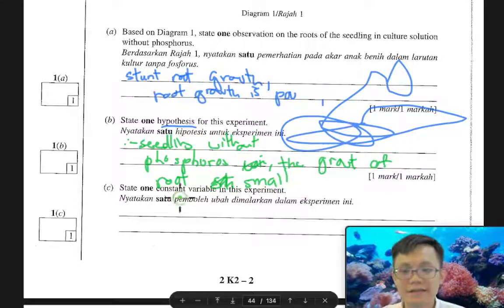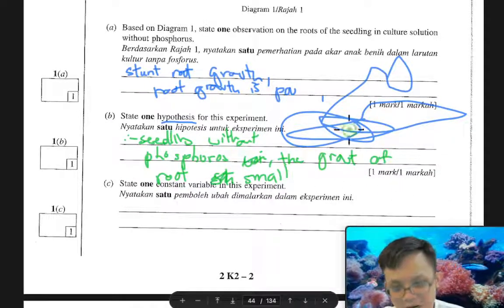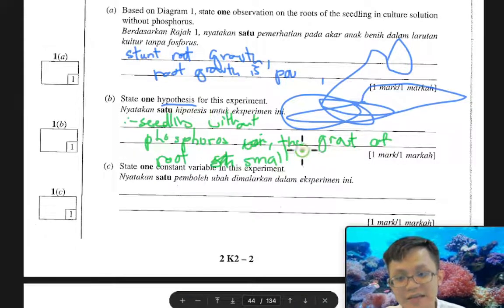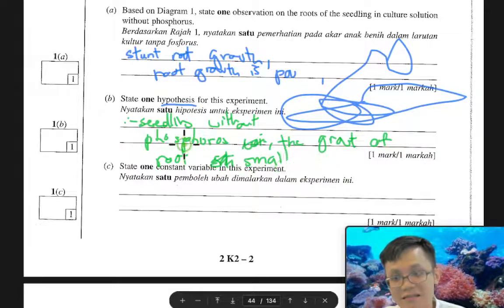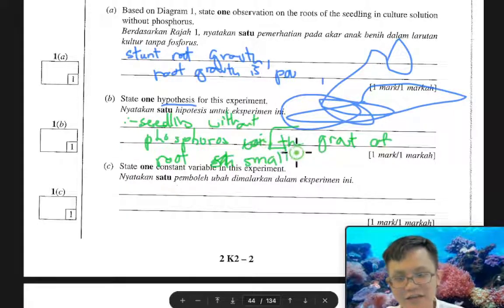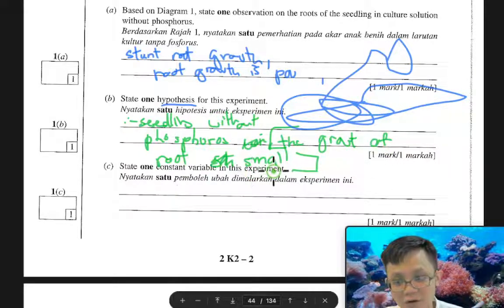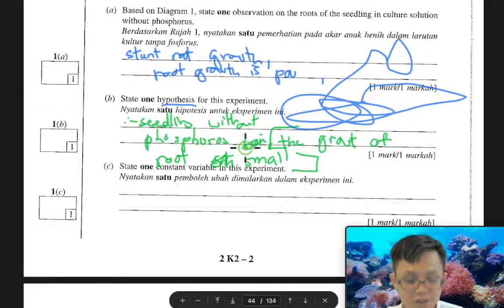Okay, so again, let me rephrase because actually I reversed this sentence. Actually it's correct but if you are writing in English, then you shouldn't write this. You should write something like the growth of the root is less when the seedling is in a solution without phosphorus. You should always start with this one, because this is like passive versus active.